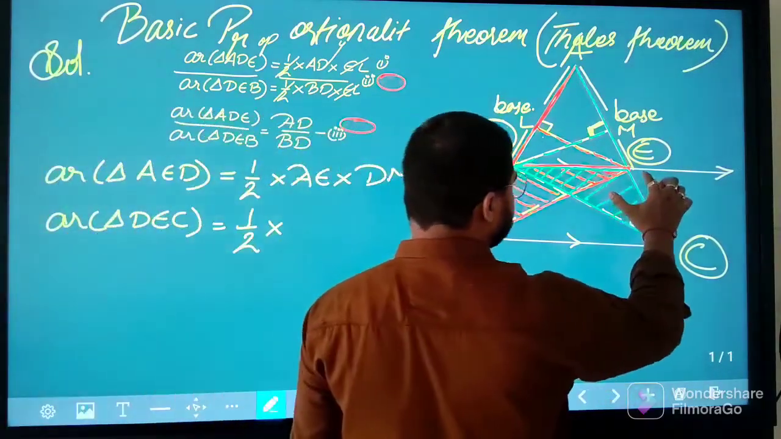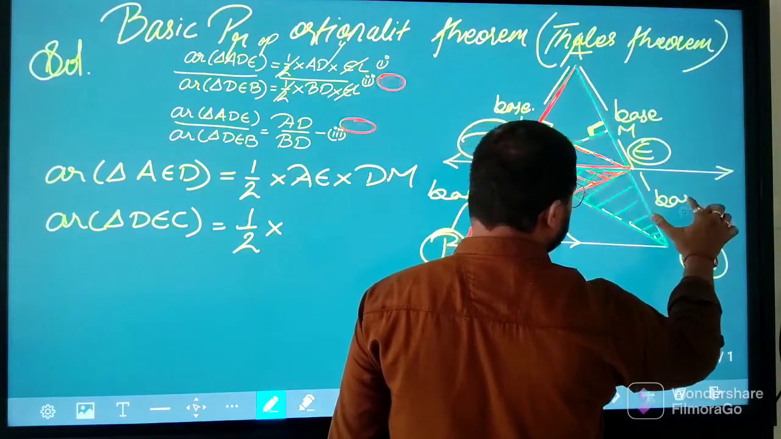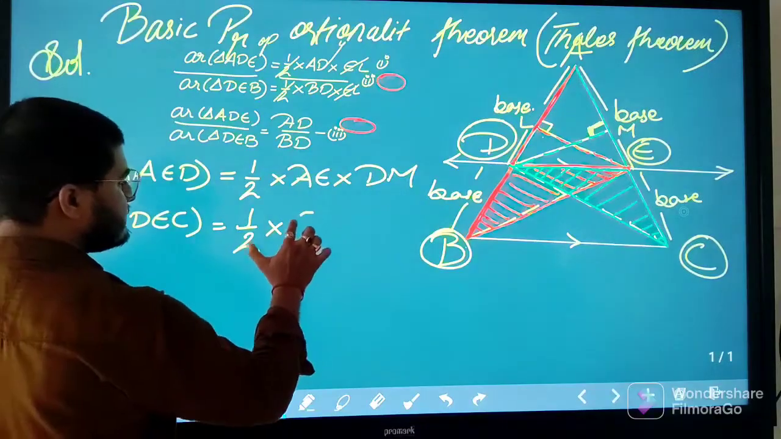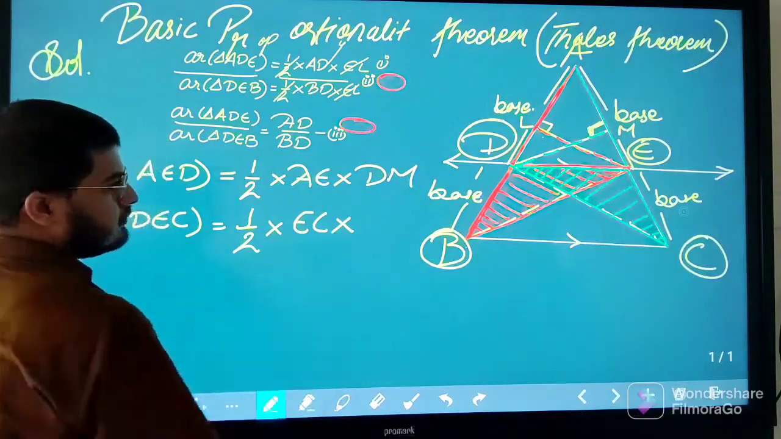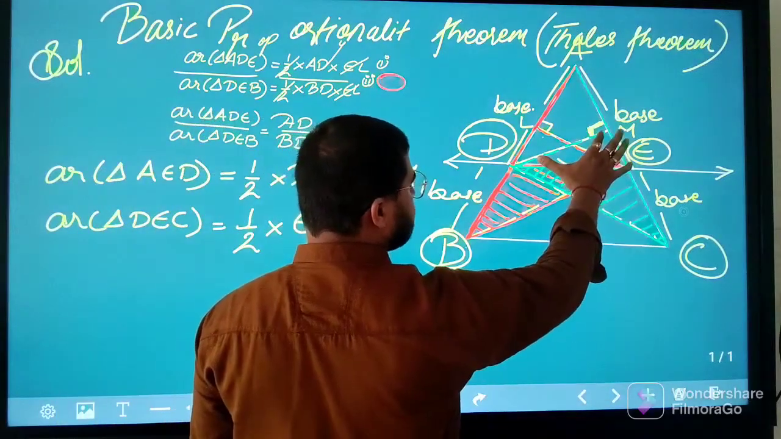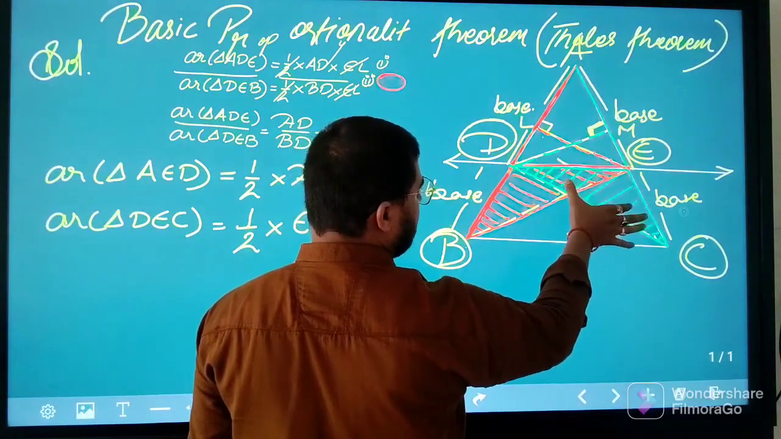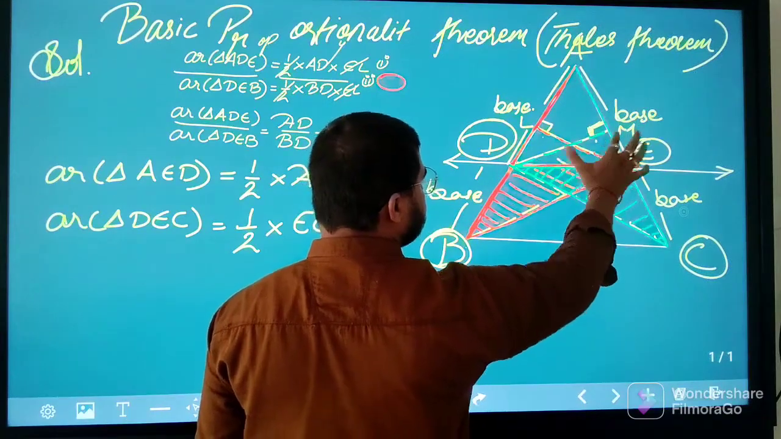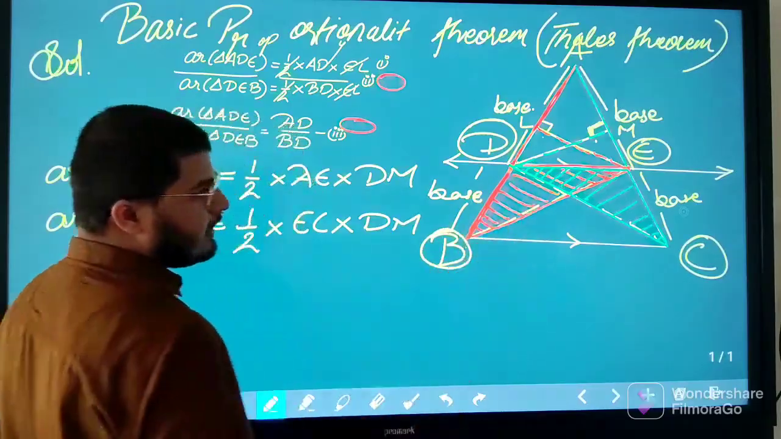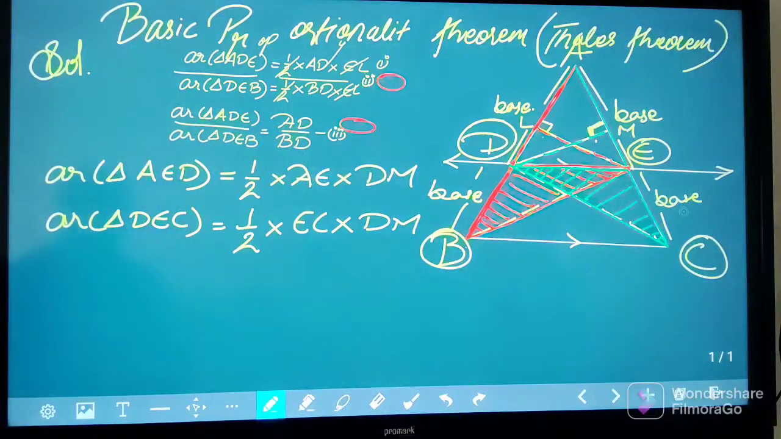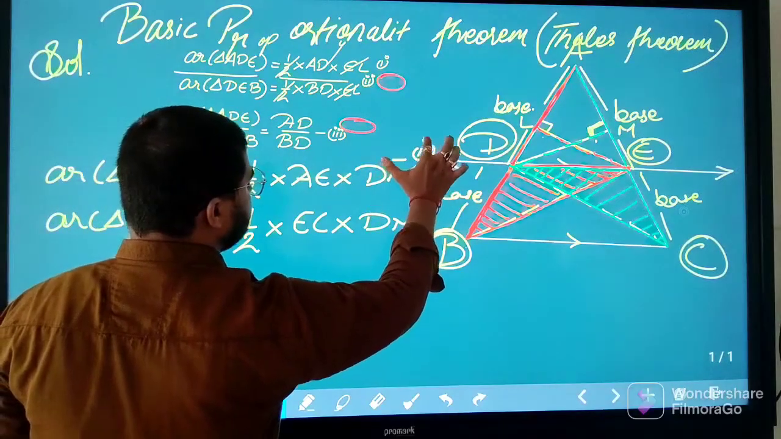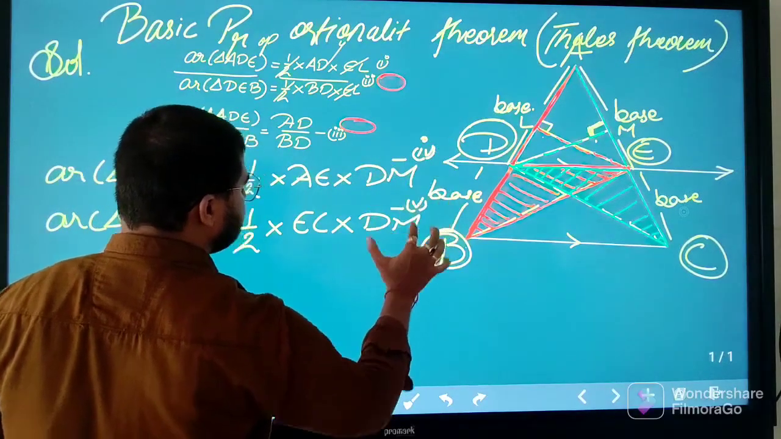Now base is this one. This one is going to act as base. So it is EC multiplied by height. Now again the height of this triangle is outside the triangle. The height of this triangle is outside the triangle and the height is DM. How? I have explained in the previous one. So again name this equation as equation number 4 and this as equation number 5.